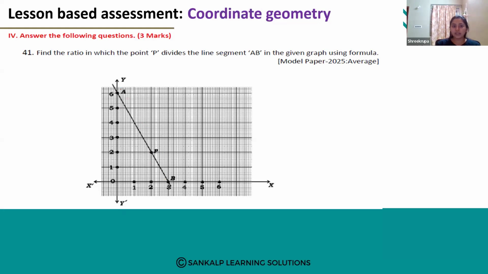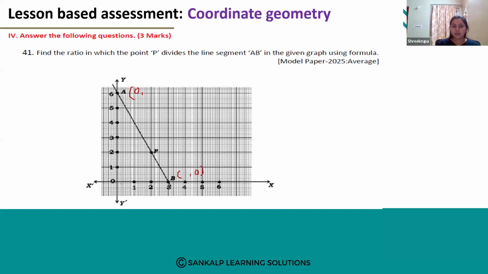We don't know the coordinates of A, B as well as P. From this graph, we can find out the coordinates. First, let's find the coordinates of point A. Here, point A is on y-axis. Any point on y-axis has its x-coordinate value 0. And any point on x-axis will have y-coordinate value 0.